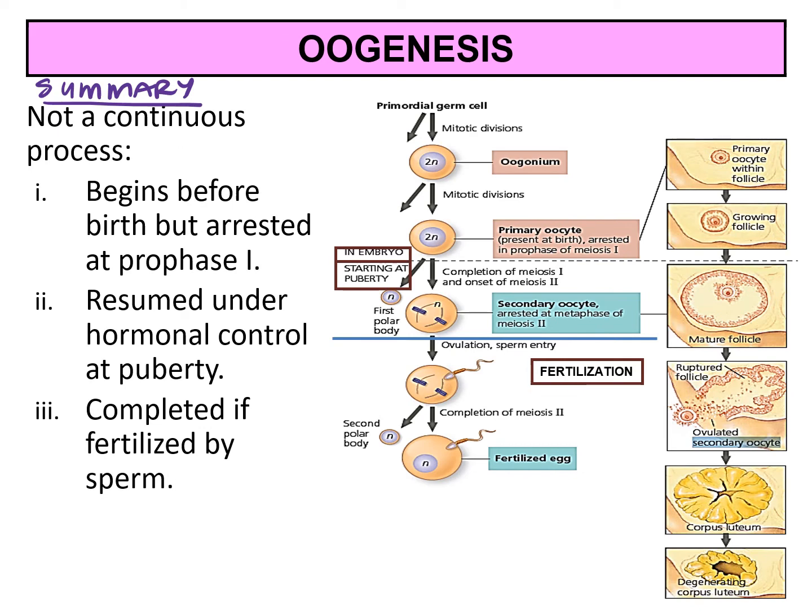This is the summary. Oogenesis begins before birth but stops at prophase 1, and then the female is born. So during the period from birth to puberty, the oogenesis will be suppressed or arrested, and it will resume under hormonal control when the female reaches puberty. But still it will not complete unless fertilization occurs.